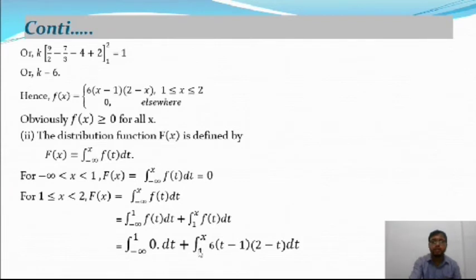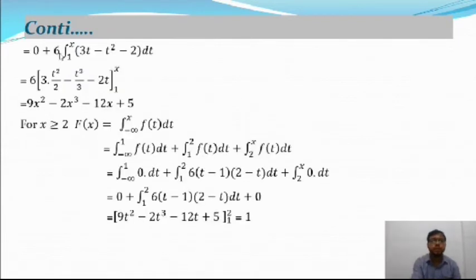So from this integration, it will give 0 plus 6 times the integral from 1 to x, and after simplifying, it will give (3t minus t square minus 2) dt. Now integrate this function, and it will give 6 into (3 into t square by 2 minus t to the power 3 by 3 minus 2t), where the upper limit is x and the lower limit is 1. After putting the upper and lower limits, it will give 9x square minus 2x to the power 3 minus 12x plus 5.